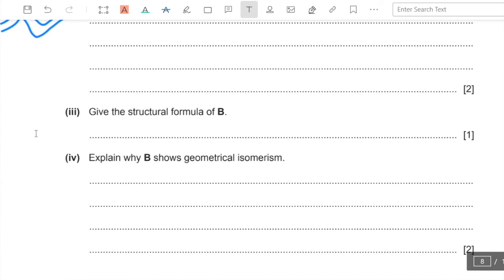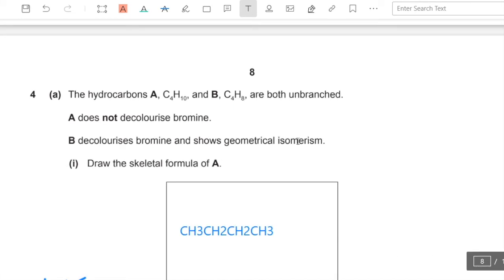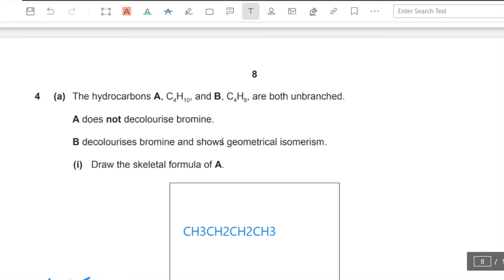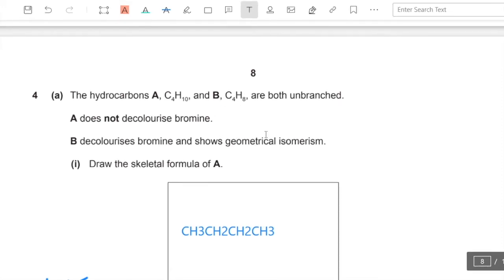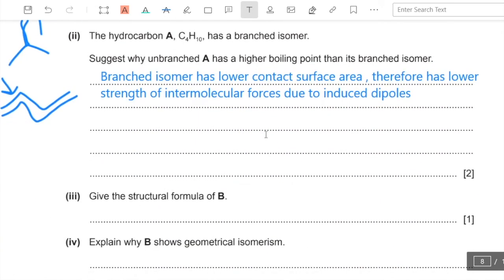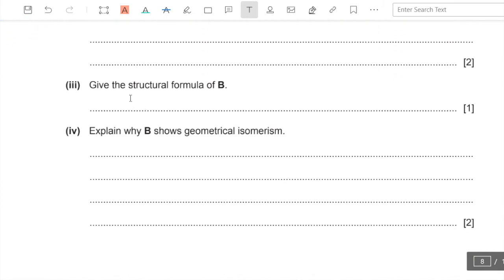3. Give the structural formula of B. So the possible structures of B would mean the double bond could be between the first and second carbon atom or the second and third carbon atoms, but we are given in the question that B shows geometrical isomerism. That means it has to have a double bond between second and third carbon atom to have two different groups of atoms bonded to the two carbon atoms involved in the double bond. And that would mean the structure would be as follows.